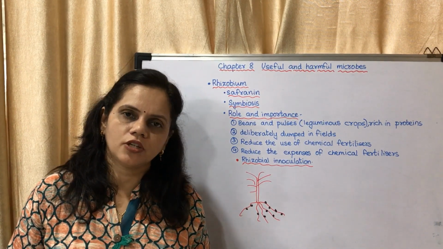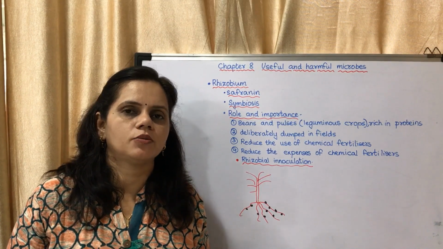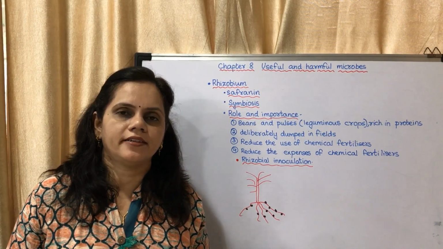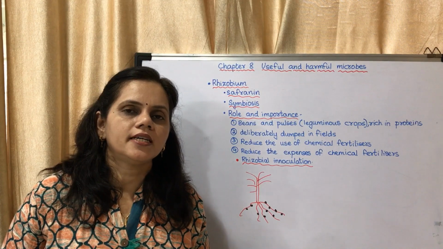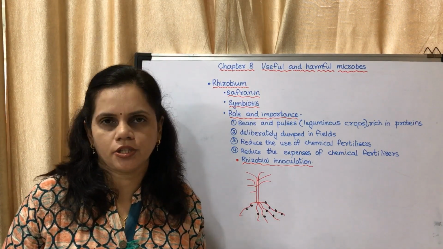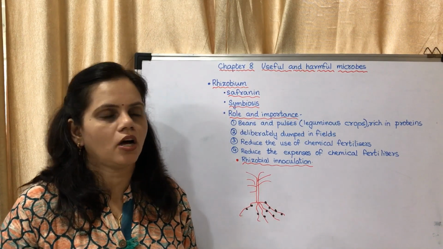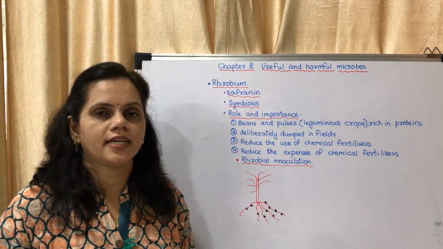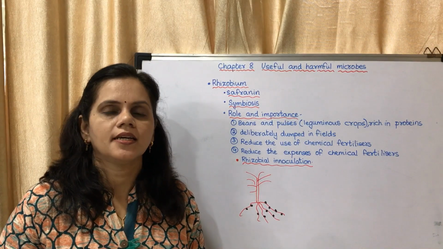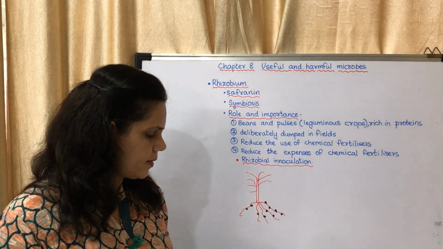Okay, carbohydrates to live. The plants provide the Rhizobium with carbohydrates. Okay, so there is a mutual relationship, there is a give and take relationship. That relationship is called symbiosis. So that is said to be symbiosis. It is given in the next paragraph.